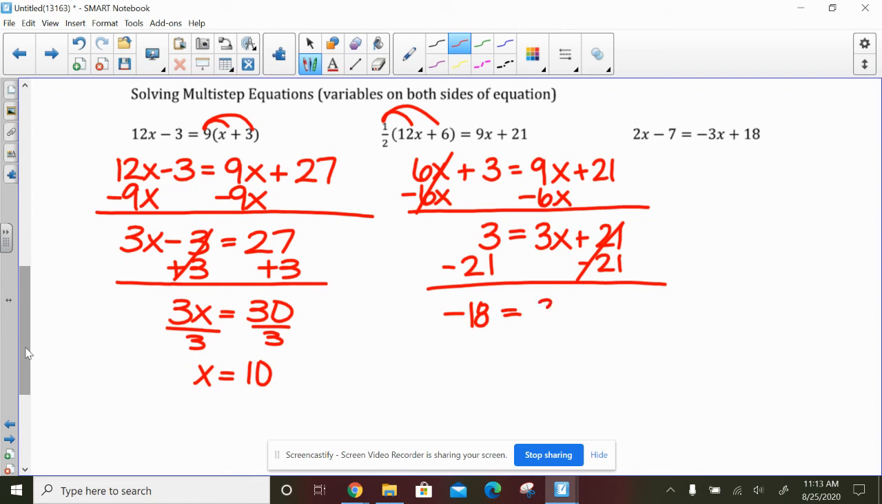Bring down the equal, bring down the 3x. Divide both sides by 3. Now I have negative 6 equals x. That is the same thing as x equals negative 6 if you just swap it around. All right, you try that last one and go from there.